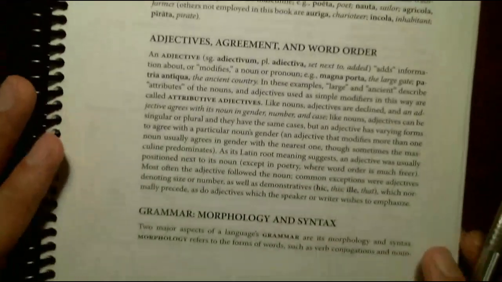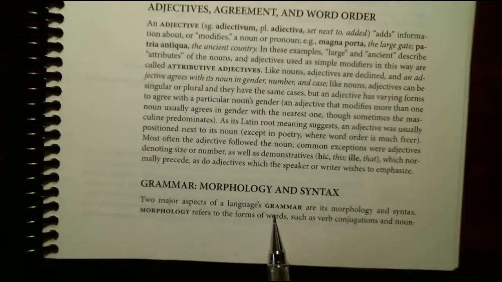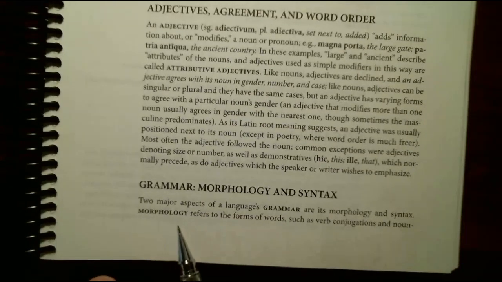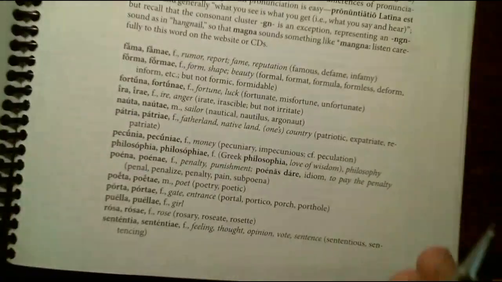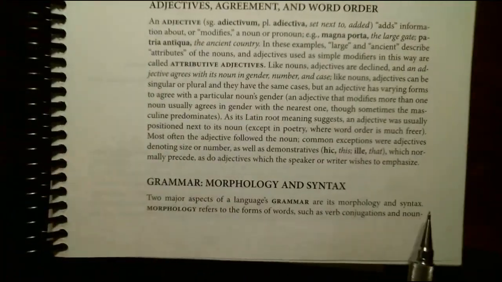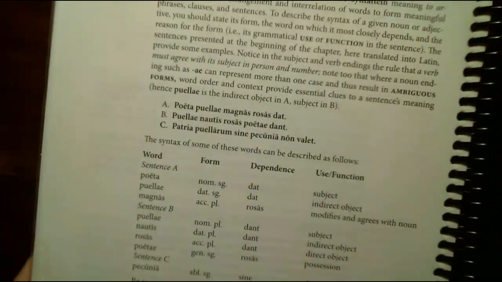All right, let's look at grammar, morphology, and syntax. Two major aspects of a language's grammar are its morphology and syntax. Morphology refers to the forms of words, such as verb conjugations and noun and adjective declensions. Don't get bogged down with these terms. I'm not a big fan of such terms. Just be familiar with them.